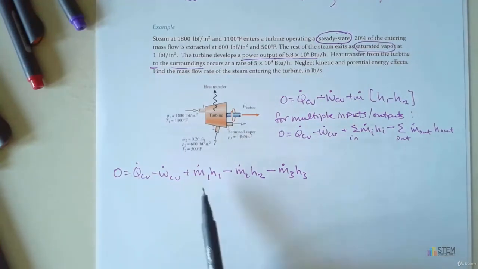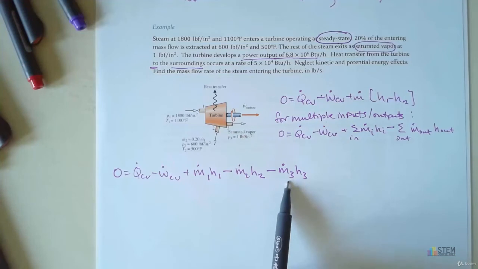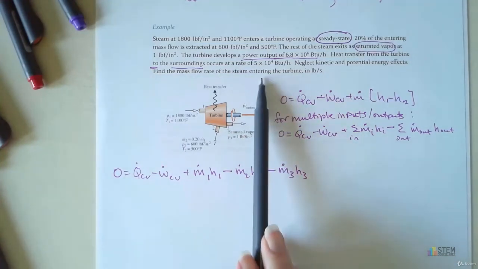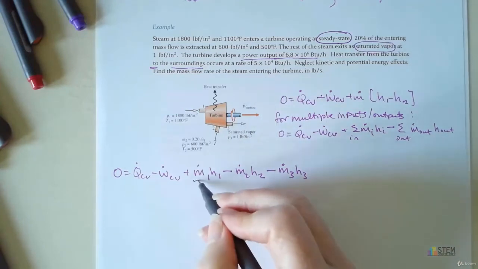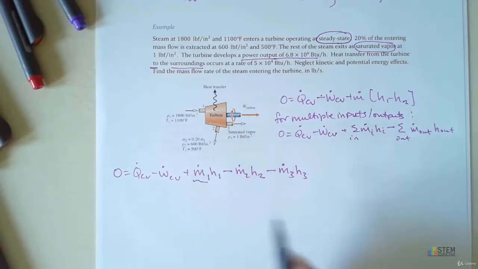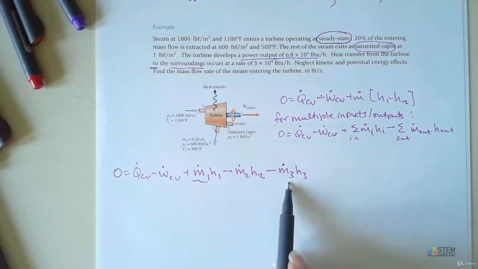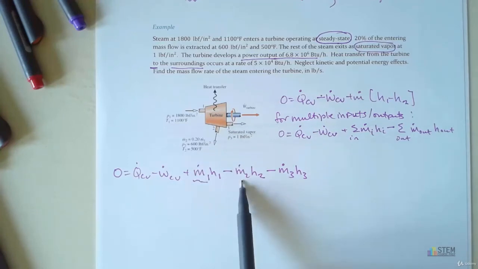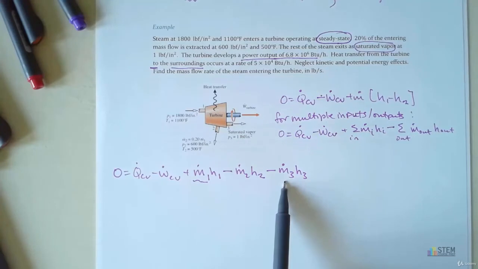Now notice we have M1 dot, M2 dot, M3 dot. Our problem wants us to find M1 dot. That's what this is asking for here. So this is what we are looking for. Now we still have to have M2 dot and M3 dot. We were told that 20% of M1 dot will give us M2 dot. So at least we have an equation for that. We don't yet have one for M3 dot. So think about how we could figure that out. We needed another equation here.